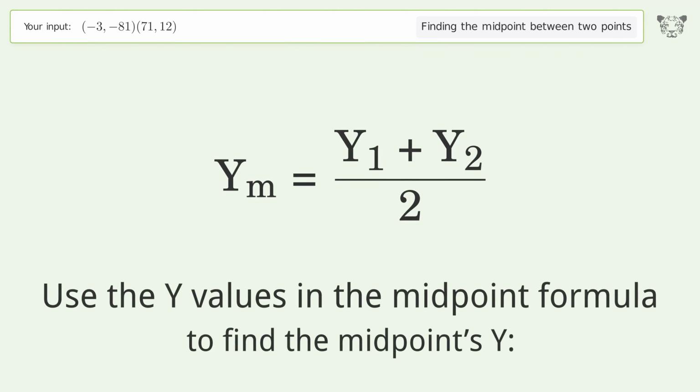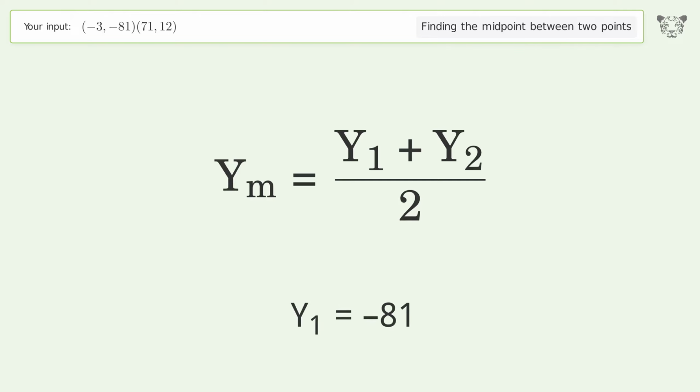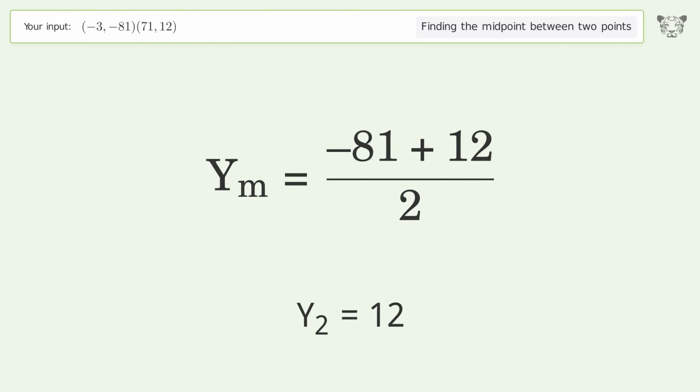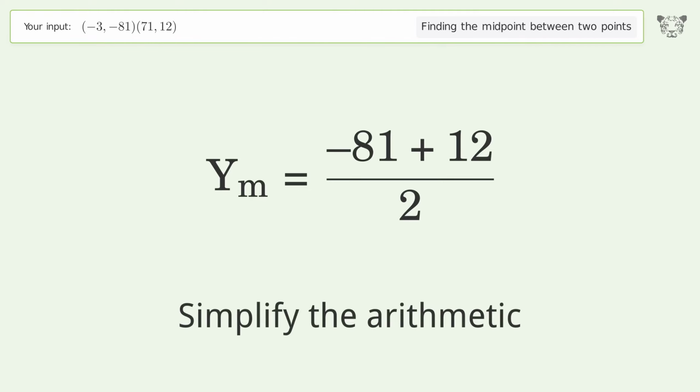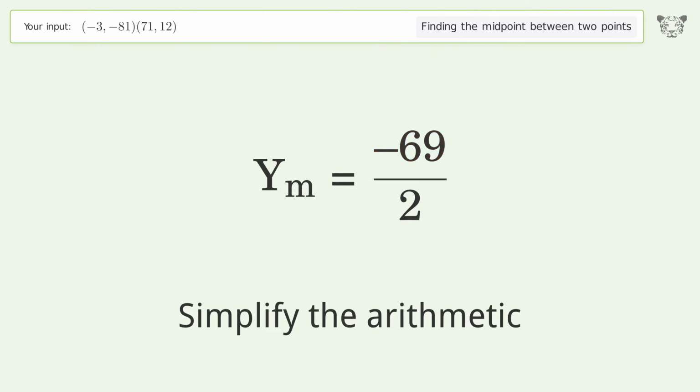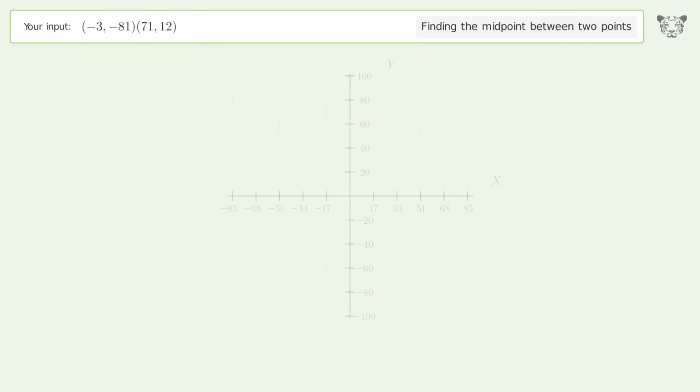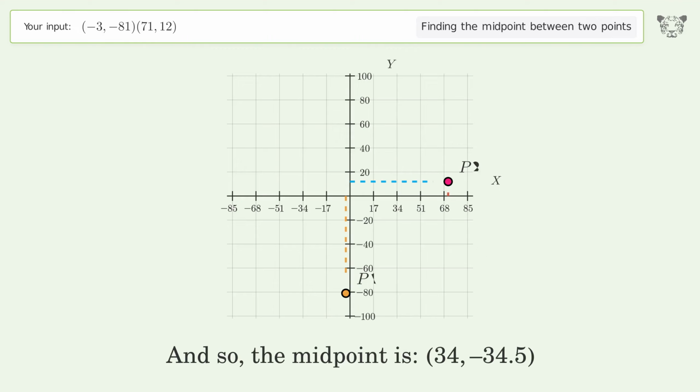Use the y values in the midpoint formula to find the midpoint's y. y1 equals negative 81. y2 equals 12. Simplify the arithmetic. And so, the midpoint is 34, negative 34.5.